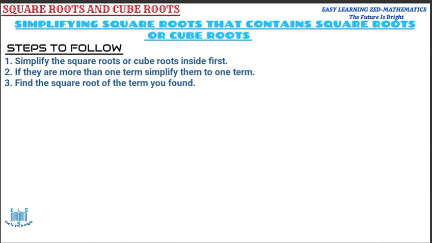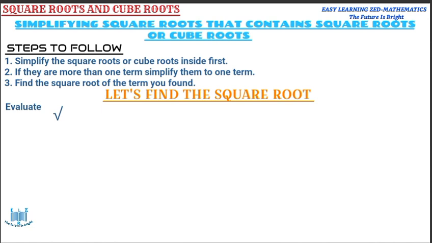With that being said, now let me show you how you can find the square root of square roots that contain square roots or cube roots. This is the question we have: evaluate the square root of the cube root of 512 divided by the cube root of 8. That's the question we have.